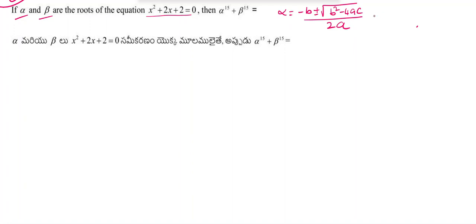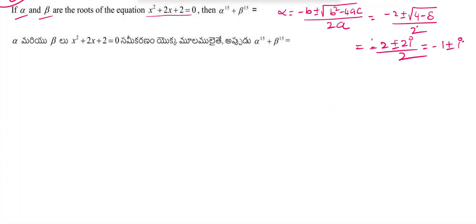Applying this formula for alpha, this is minus 2 plus or minus under root of b square 4 minus 4ac 8, by 2. This is written as minus 2 plus or minus root over minus 4 is 2i, by 2. So 2 common, that is minus 1 plus or minus i. This is alpha value is minus 1 plus i and beta value is minus 1 minus i.